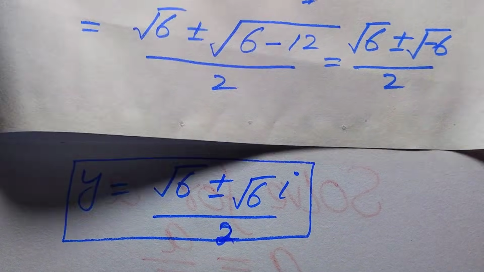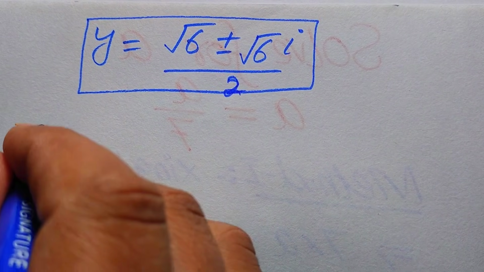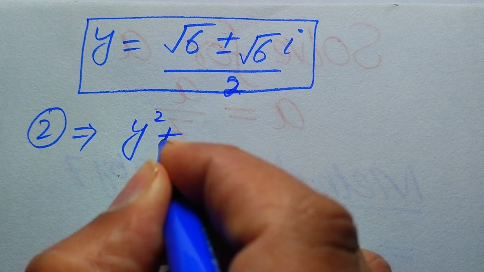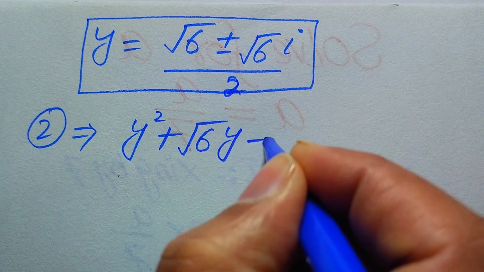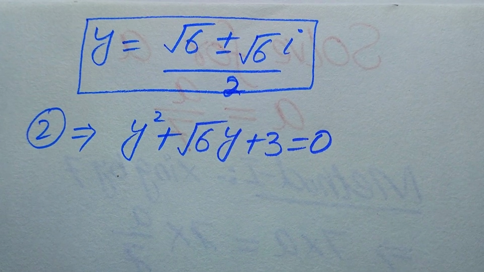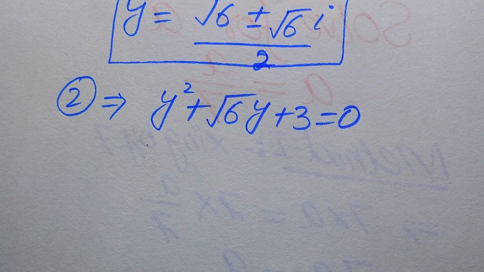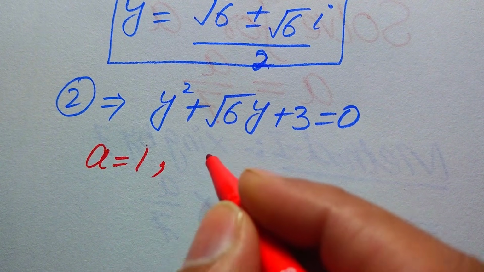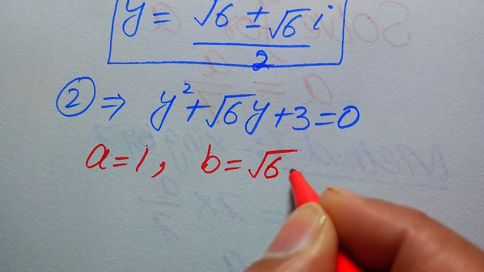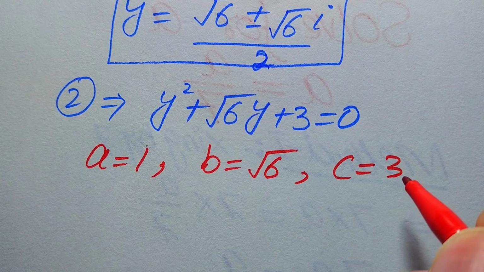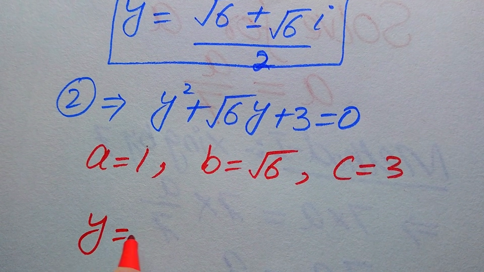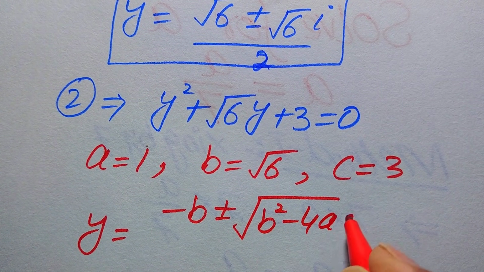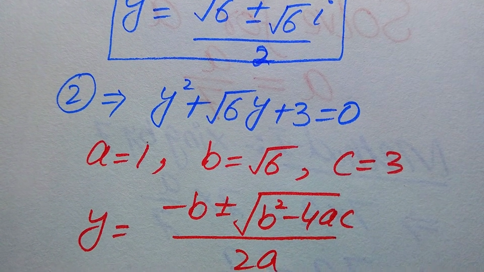And now we need to focus on equation number 2. So equation number 2 is copied down here: y square plus square root of 6 y plus 3 equals 0. This is our equation number 2, and here we again use the quadratic formula to solve this quadratic equation, and we write the coefficients of this equation, and its coefficients are a equals 1, b equals square root of 6, and c equals 3. And again we state the quadratic formula as minus b plus minus square root of b square minus 4ac, divided by 2a.